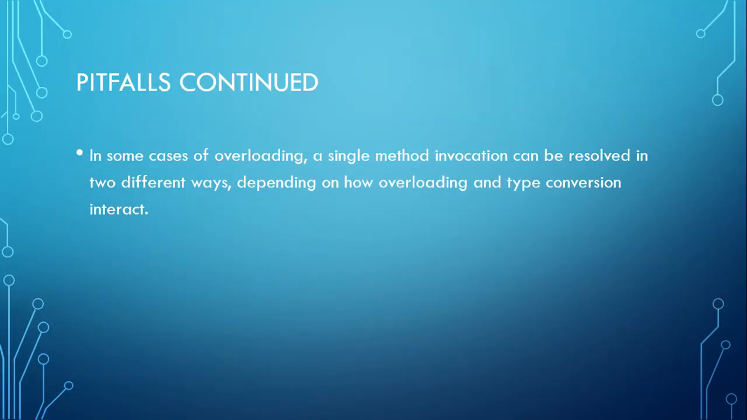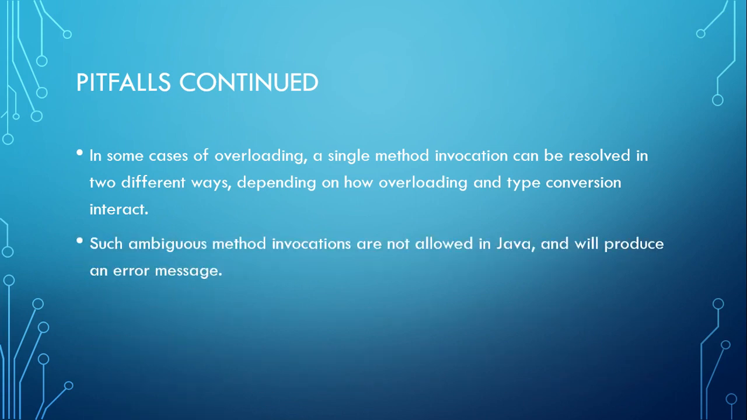In some cases of overloading, a single method invocation can be resolved in two different ways, depending on how overloading and type conversion interact. Such ambiguous method invocations, though, are not allowed in Java and will produce an error message. So this is one thing you obviously want to avoid. That's the whole purpose of a pitfall. You want to avoid these things.